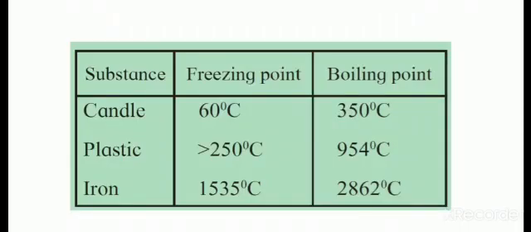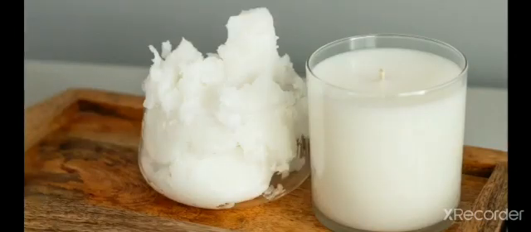Brain power. The chart given below on the screen shows the boiling point and freezing point of some substances. State whether these substances are solid, liquid, or gaseous at room temperature. Now, students, here all the substances given, that is candle, plastic, and iron, will remain in the solid state at room temperature. Next is various uses of changes in physical state.